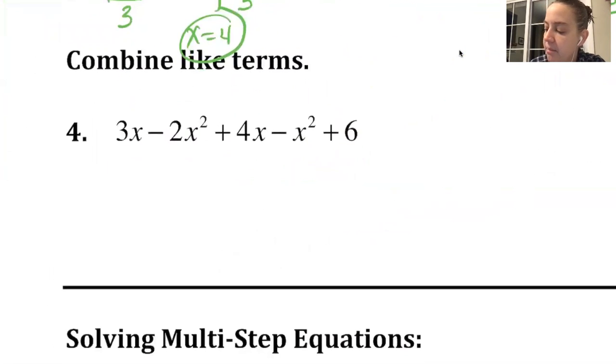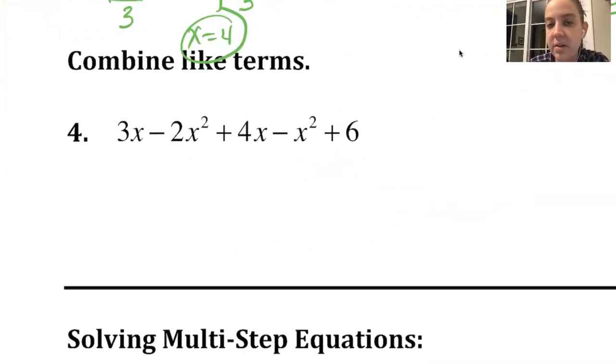Down here, we're going to combine like terms. You want to look for the ones that are the same. Now, when I was reviewing your work, I noticed that if there was an x, you put all the x's together. That's not quite right. You have to keep the x's with different exponents separate.